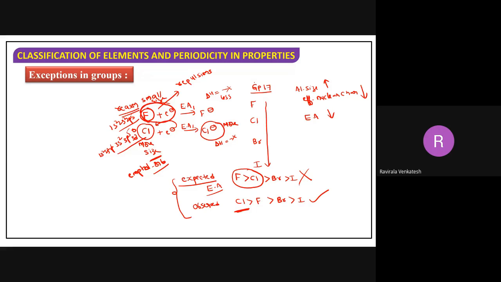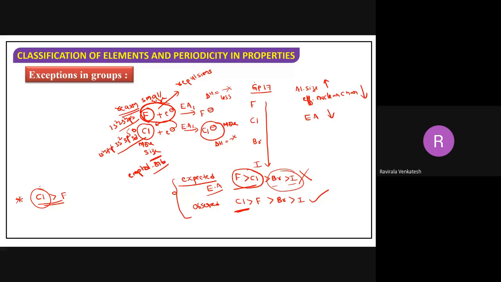Bromine is having more size, no. But in that case, the effective nuclear charge is dominating. So in the case of these two, size is dominating. In these two cases, effective nuclear charge is dominating. So in examination, surely you will get a question from this chapter. Why chlorine is having more electron affinity than fluorine? Because of more size and presence of empty d orbital, the repulsions generated can be minimized. Therefore, it has more electron affinity values.